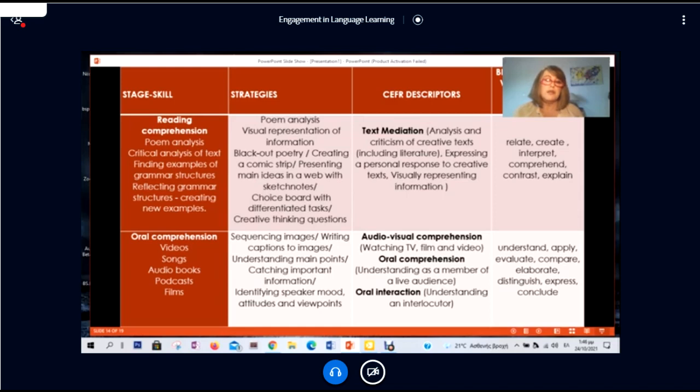writing captions to images here at our comprehension stage involves whole planning and discussion about the caption they are supposed to write. CEFR descriptors here come from the audio-visual comprehension, from the oral comprehension and the oral interaction, and some verbs here also for your aims by Bloom taxonomy.